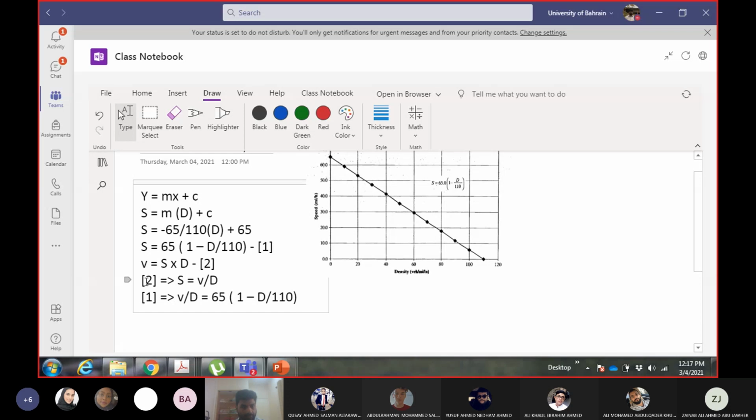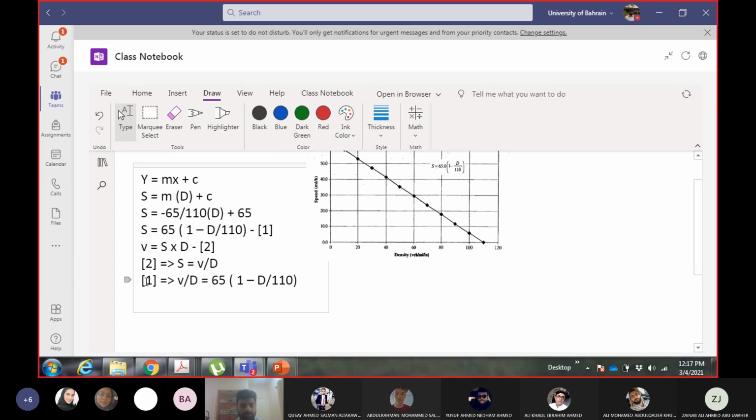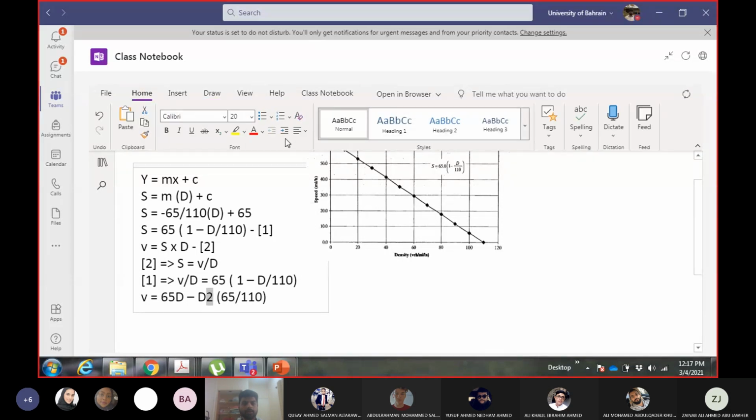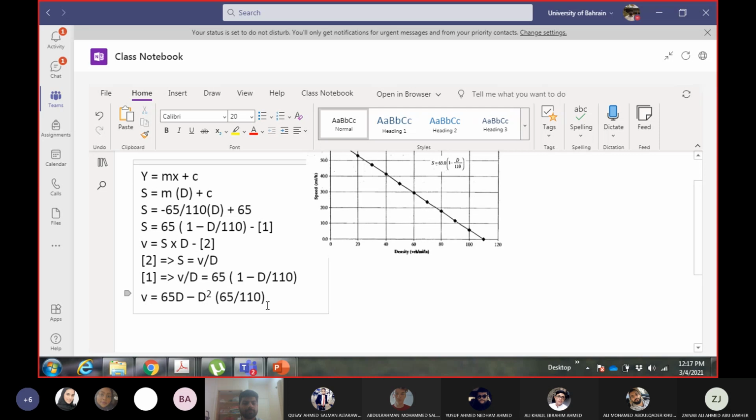And then you can multiply the whole equation with d. So v, the flow, will be equal to, and I'm opening the bracket as well, 65D minus D square into 65 divided by 110. So I will call it equation 3, right?